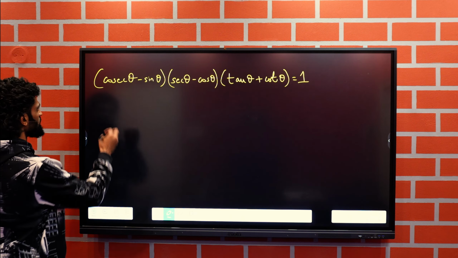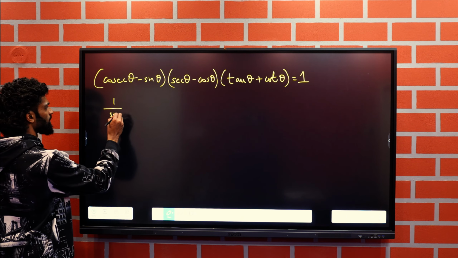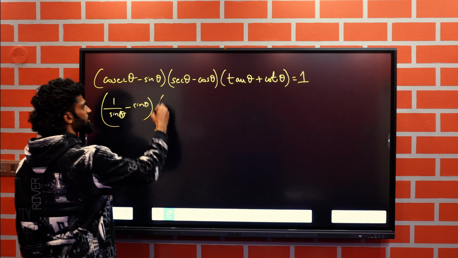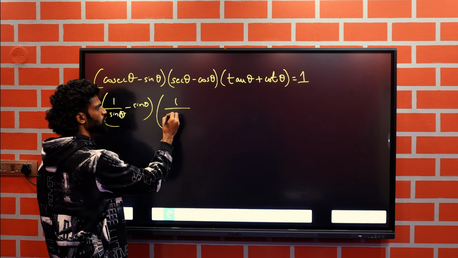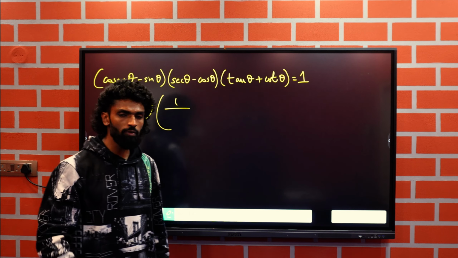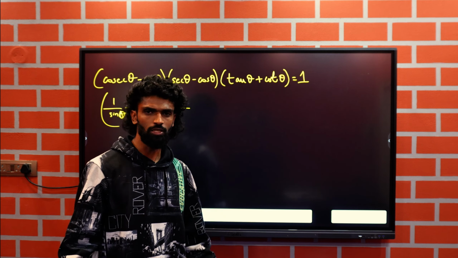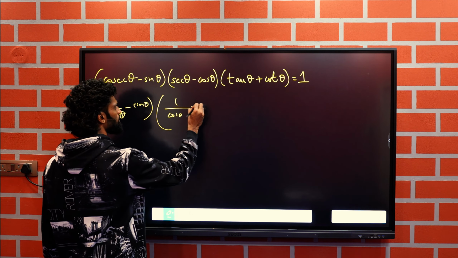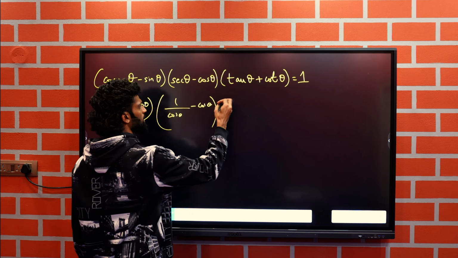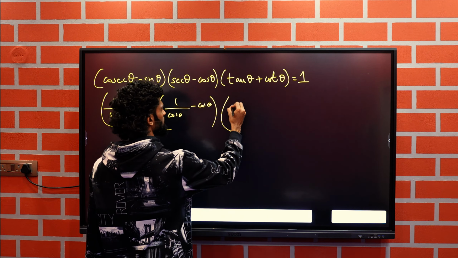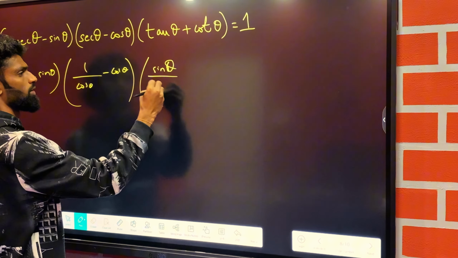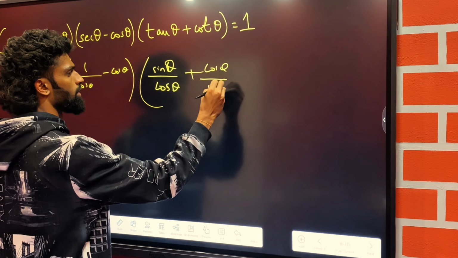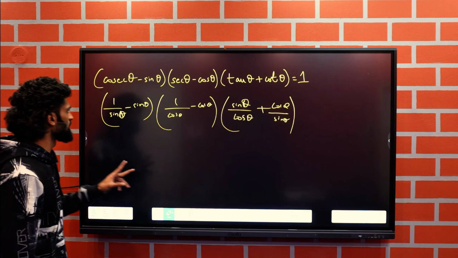Cosecant theta is nothing but 1 by sine theta. Minus sine theta as it is. Same thing here. I'm converting everything in terms of basic ratios. And are these the only ways to solve this? Obviously no. There can be multiple ways. 1 by cos theta minus cos theta as it is. Convert this also in terms of basic: sine by cos plus cos by sine. But I'm more interested in the first two brackets itself.